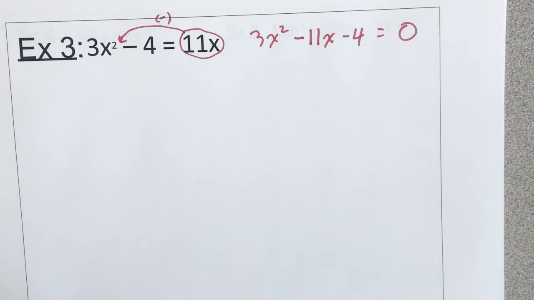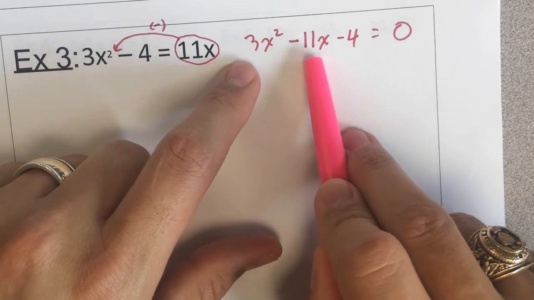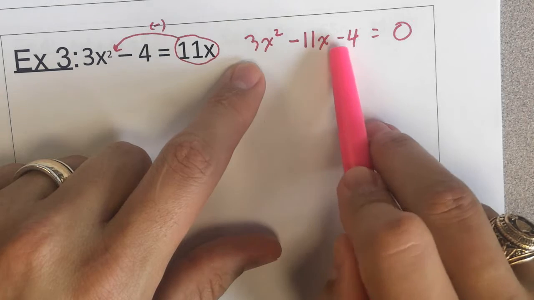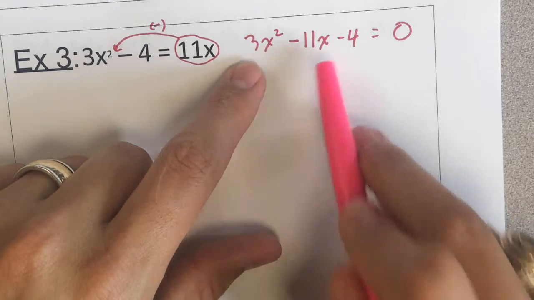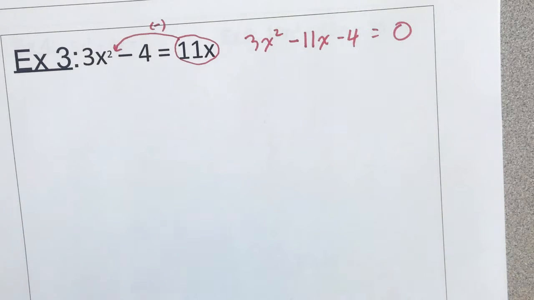Second thing I need to do is identify and factor out a greatest common factor. 3, 11 are prime numbers. 4 is not. 3 does not go in that. So there is no greatest common factor. So I don't have to worry about that. Greatest common factor is taken care of. I can go straight to doing the box method.